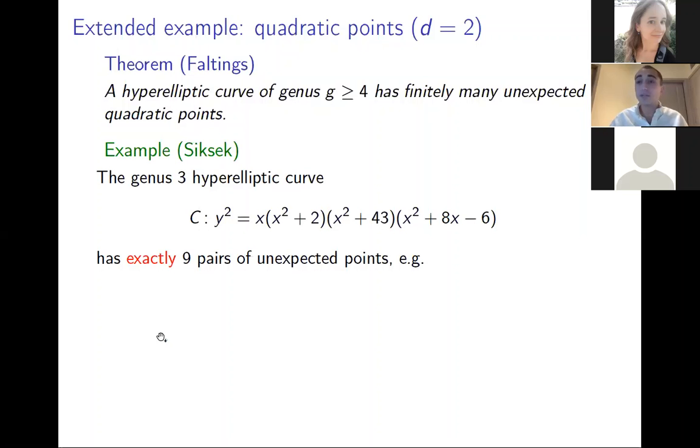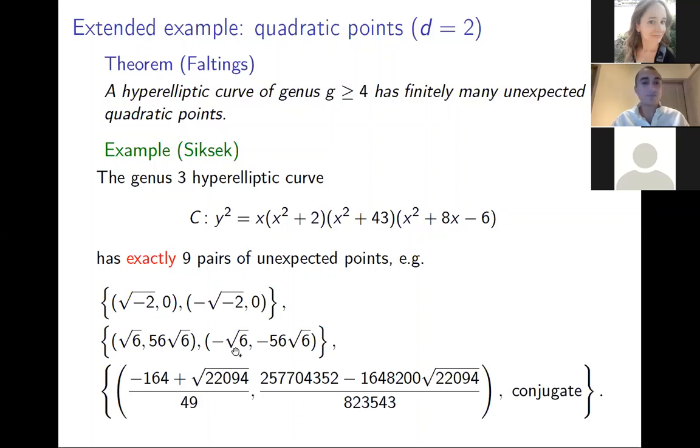So great, now when the genus is large enough, we have finitely many. And just to give an example of how classifying these points can be rather difficult, there's a nice example of Samir Siksek. He says, consider this genus 3 hyperelliptic curve. This has exactly 9 pairs of unexpected points. So I'm going to list 3 of them for you.